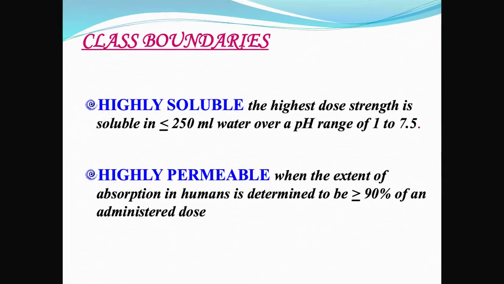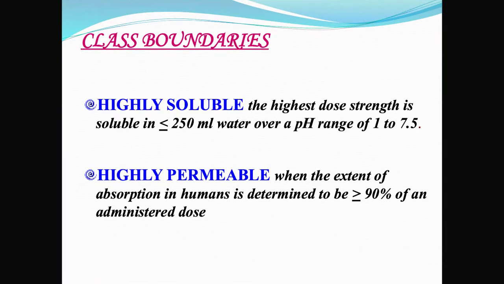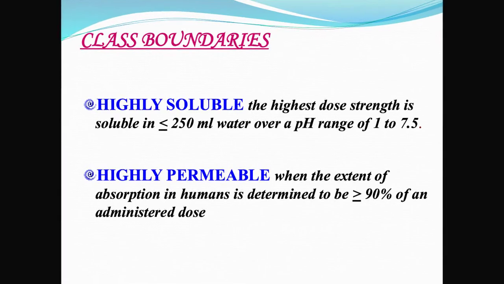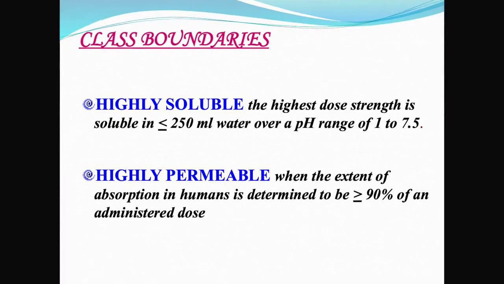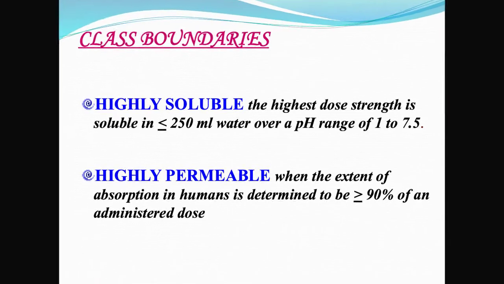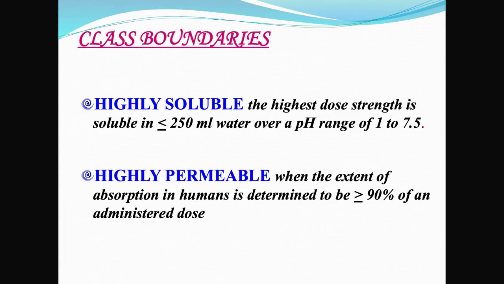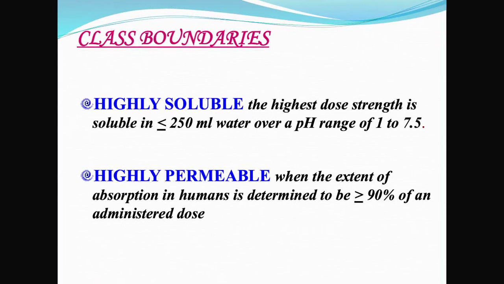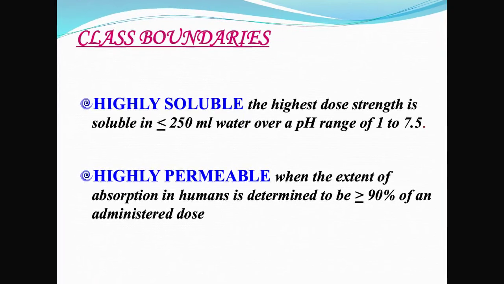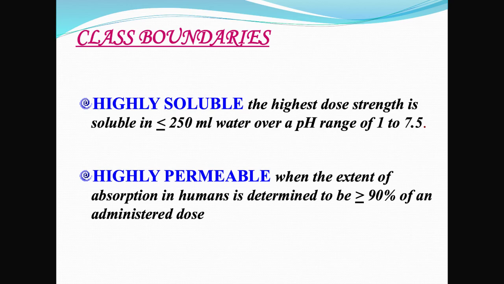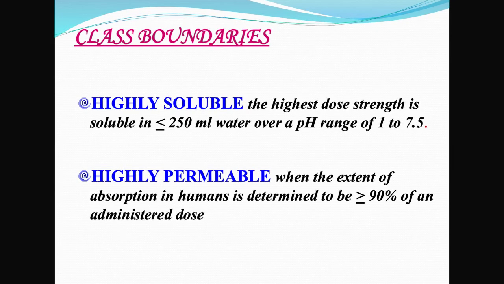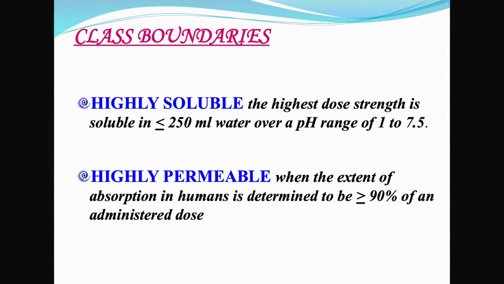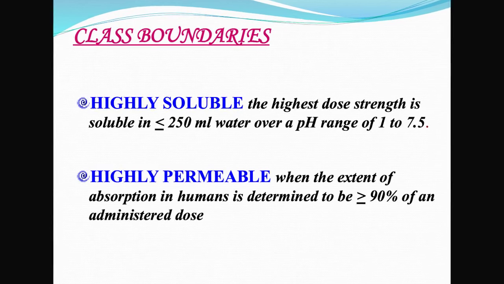For the permeability boundary, we utilize a quantitative benchmark of 90%, meaning the drug is only considered highly permeable if 9/10 of the administered dose successfully traverses the biological membranes. If a molecule's solubility fluctuates so much that it requires 500 milliliters to dissolve at pH 1.2, but only 100 milliliters at pH 6.8, how does this failure to meet the boundary across the entire range fundamentally change its BCS classification?